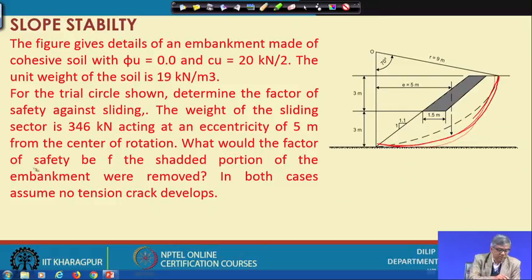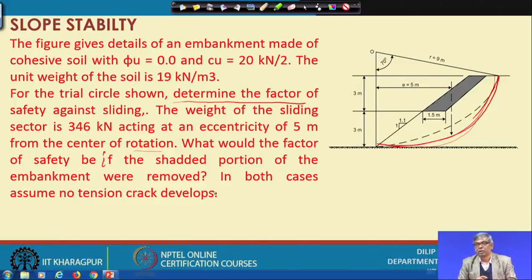What would be the factor of safety? The weight of the sliding sector is 346 acting at an eccentricity of 5 meter from the center of rotation. So for the trial circle shown, determine the factor of safety. Initially, because of this, what would be the factor of safety? Okay. And what would be the factor of safety if the shaded portion of the embankment were removed?